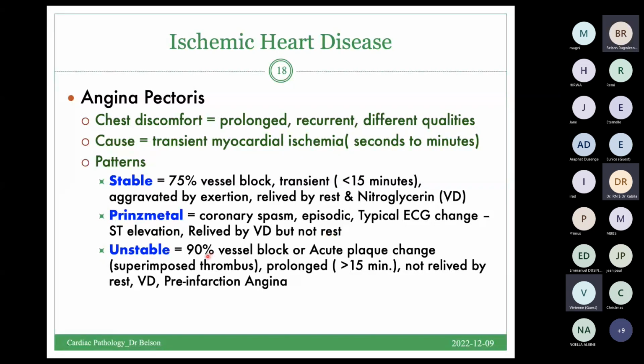Unstable angina will be when the vessel blockage is at 90% or more, or there is acute plaque change, as in traumas, and rupture and so on. It is prolonged, more than 15 minutes. It is not relieved by rest or by vasodilators, and usually this is considered as a pre-infarction angina.